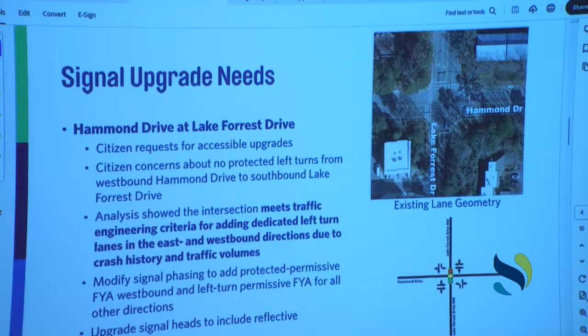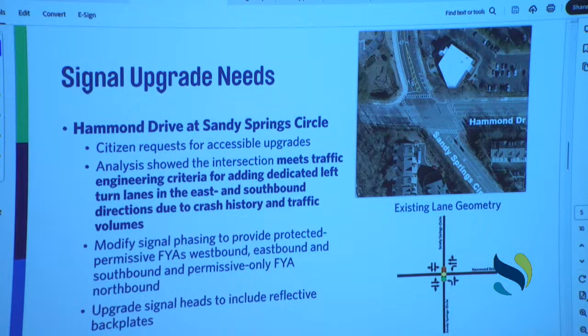What we have found at both intersections, going through our analysis process, is that Hammond Drive at Lake Forest needs to be brought up to current standards for accessibility, and that the engineering analysis shows it meets requirements for adding a dedicated left turn lane in the eastbound and westbound directions due to crash history and traffic volumes. So we would make those changes as well as add reflective back plates on the intersection. Similarly, at Hammond Drive at Sandy Springs Circle, we also need to bring the signalized intersection up to current accessible standards. We also meet the criteria for adding dedicated left turn lanes in the eastbound and southbound directions for crashes and volumes.